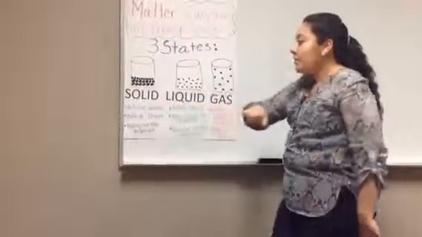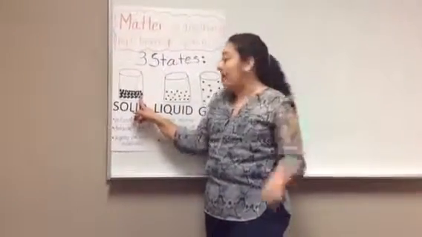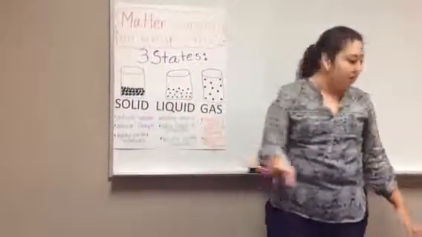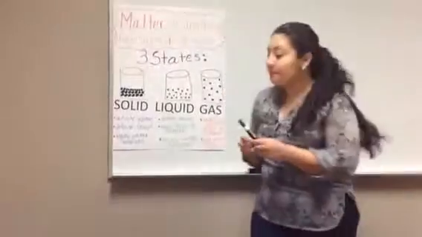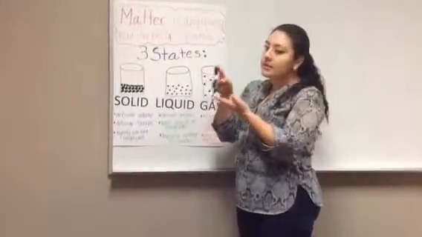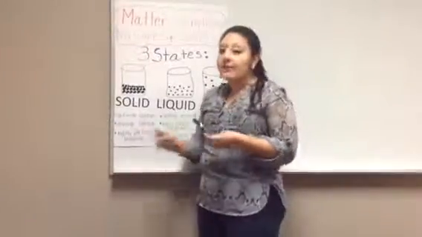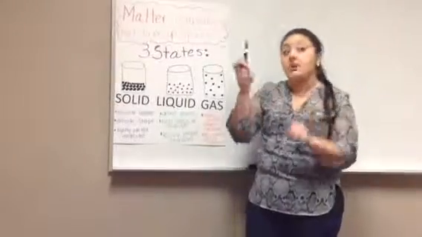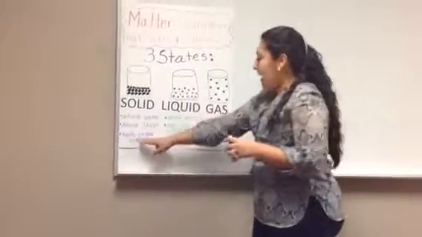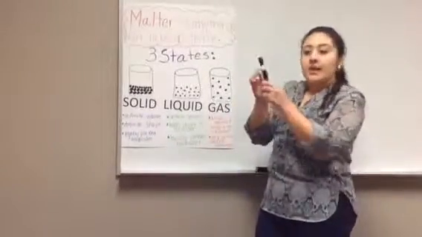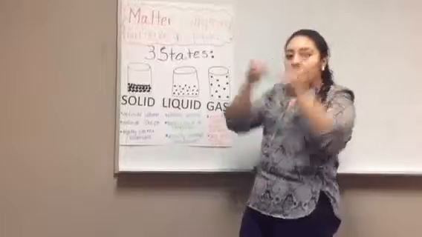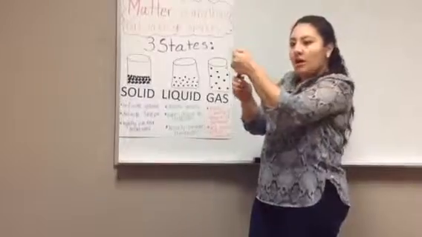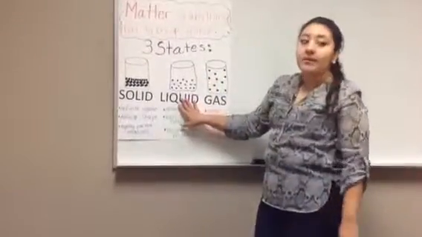Very good. Solid. So solid, as in the drawing we did on the very first day, is like tiny, tiny balls all bunched up. It has a definite volume. It's always going to be the same size. It has a definite shape. It's never going to change shape. Is this marker going to fold or bend? It's always going to be straight. And it has tightly packed molecules, meaning that this marker isn't just going to magically disappear. It's always going to be straight, black and white, and hard. A marker.